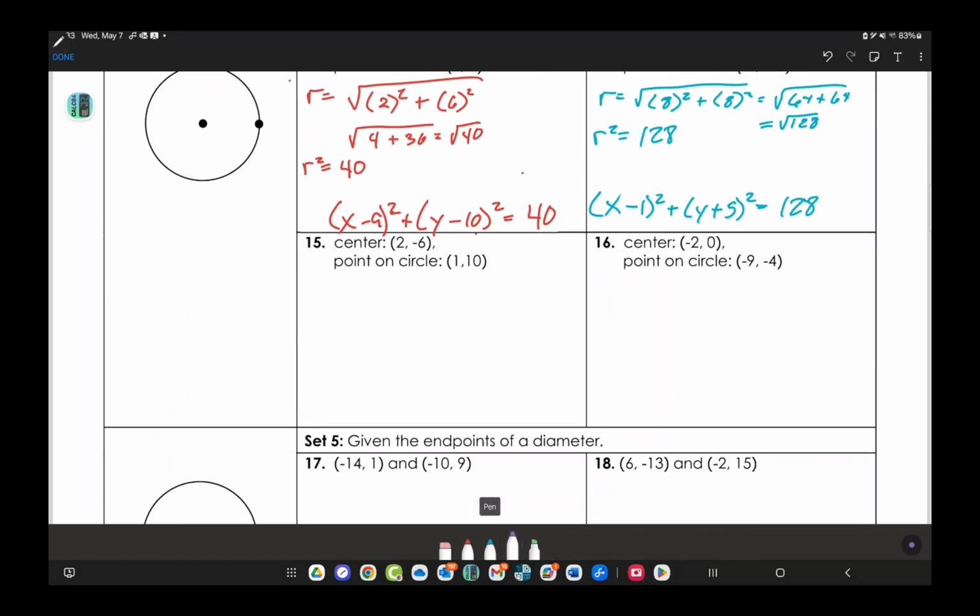All right, 15, 16 are pretty much the same kind of question. So here, radius would be the square root of change in x would be 1 squared plus change in y would be 16 squared. Gives you the square root of 1 plus 256, 257, which means r squared would be 257. So x minus 2 squared plus y plus 5 squared equals 257.